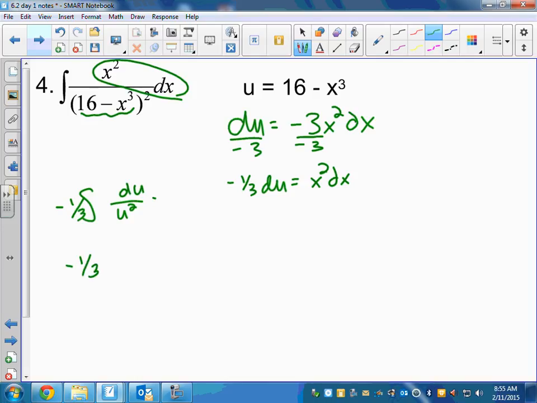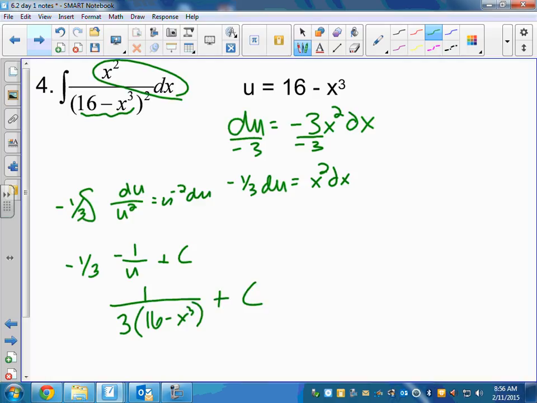So then that's, what, u to the -2. Oh, look, it is just like our other one. So that's just -1 over u. Is that what that ends up being? Because you add 1, so you get -1 divided by -1. So that ends up being 1/3. Oh, I should write that there. All on the bottom. So 1 over 3 times u, which was 16 minus x cubed, plus c. Some version of that.